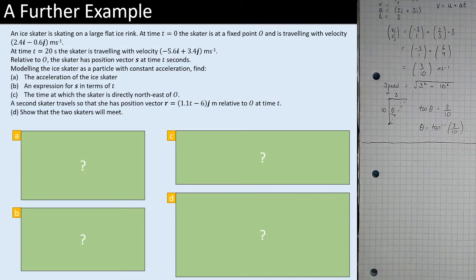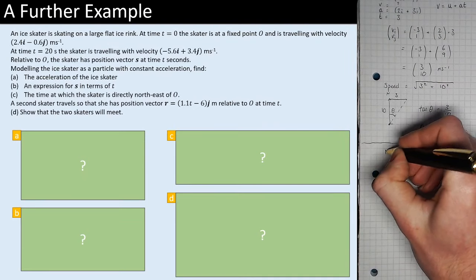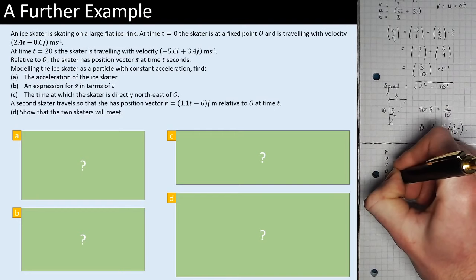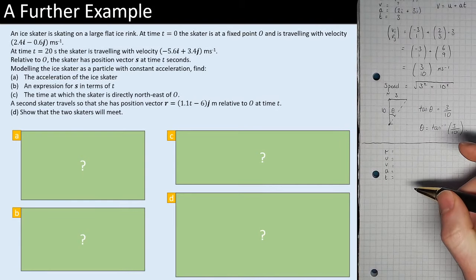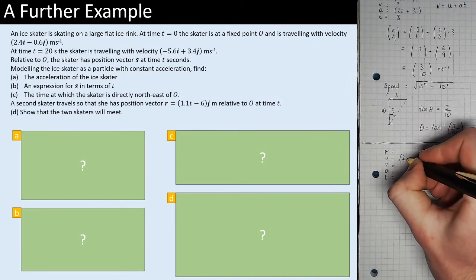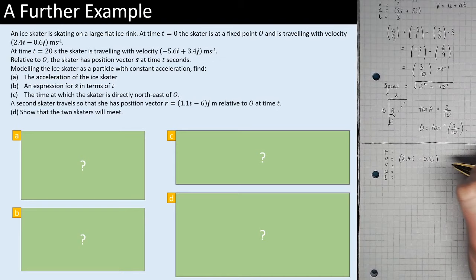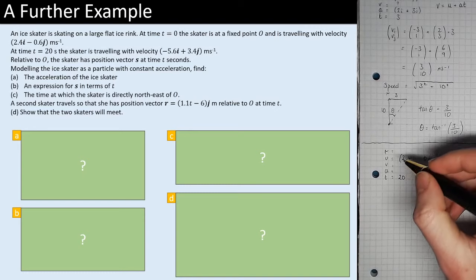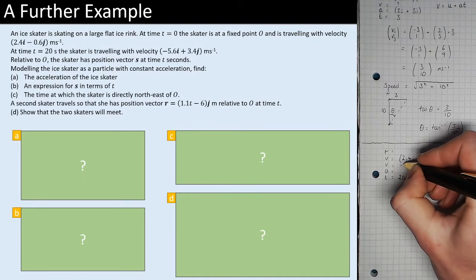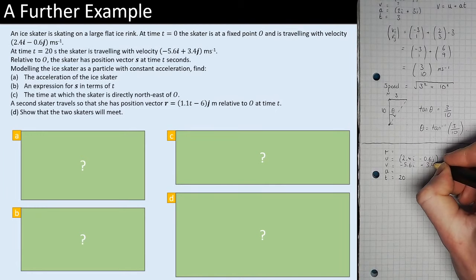Okay. So let's start off by approaching this in the same way that we approached the other one. Write out what we've got, what it is we need, and go from there. So we have our SUVAT. We have an initial velocity, which is 2.4i negative 0.6j. We have t equals 20. We have final velocity negative 5.6i plus 3.4j.